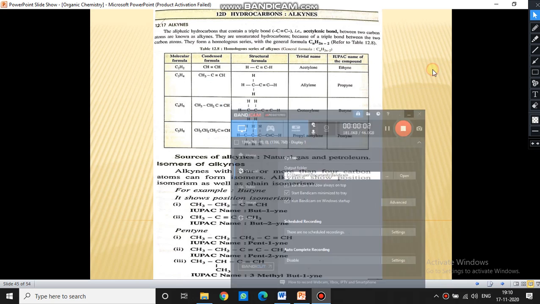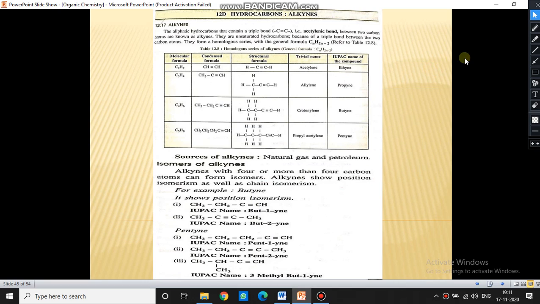Good morning, students. Today we are going to discuss another category of hydrocarbon, that is alkynes. Alkynes are aliphatic hydrocarbons, that is, they are open chain. They contain a triple bond between two carbons. That is, there should be a minimum presence of one triple bond between the two carbons. There can be more also, but minimum one should be there. And this triple bond is also called an acetylenic bond between two carbon atoms, and they are called alkynes.